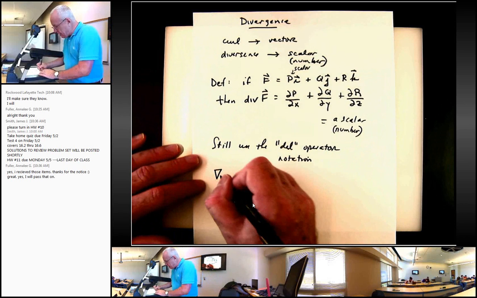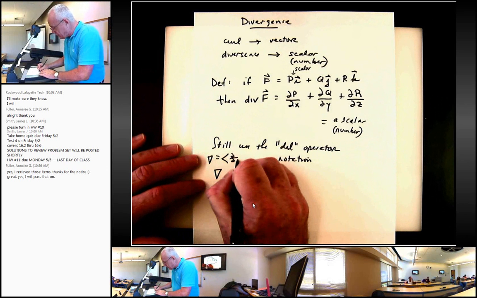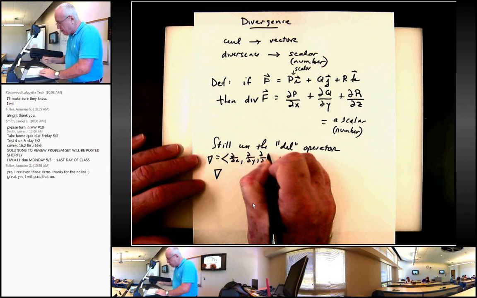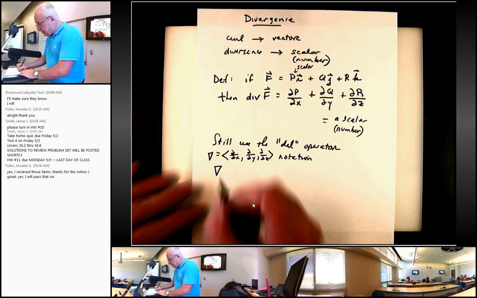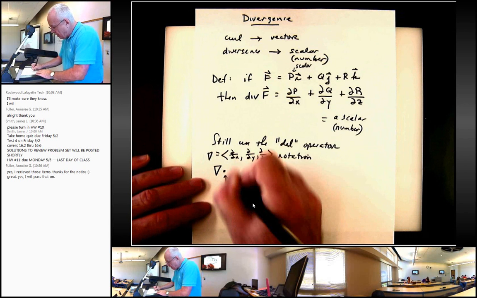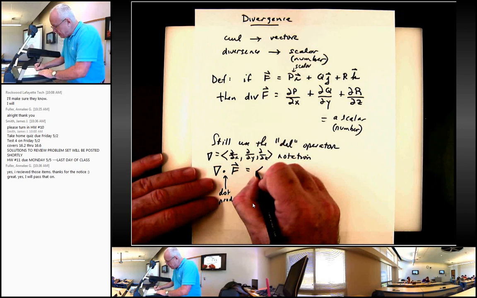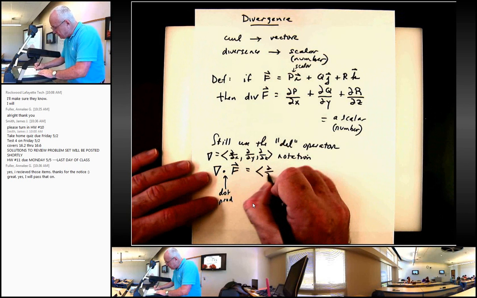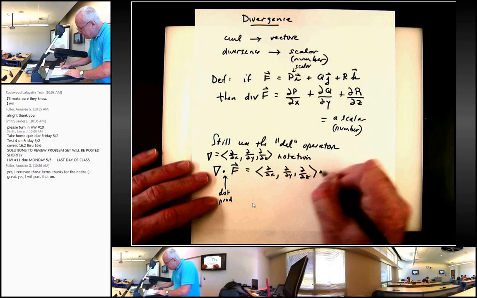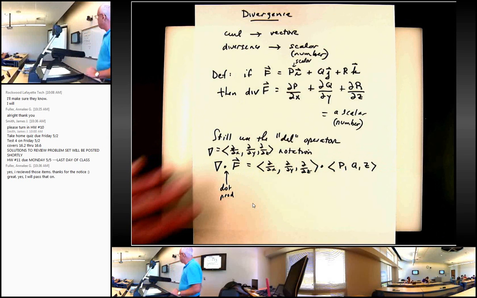So let's look at del. Remember, del is just this vector, supposedly a vector, ∂/∂x, ∂/∂y, ∂/∂z. That's our del. If we look at the del dot product our vector field F. Okay, what does this mean? Okay, the del is this ∂/∂x, ∂/∂y, ∂/∂z. Dot, well, F is the function P, the function Q, comma, the function R.